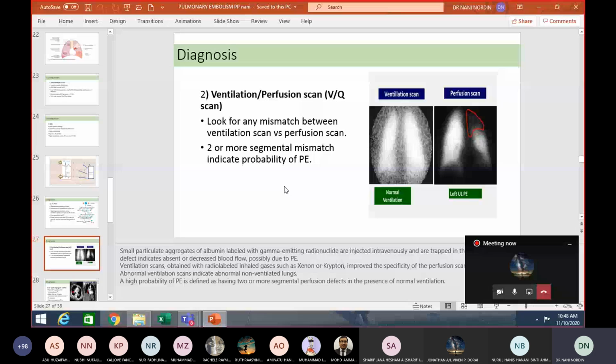If there are two or more segmental mismatches, then there is a probability of PE. But again, VQ scan is not readily available in many centers here in Malaysia. There are certain centers that have VQ scan, but it's not something that is readily available. But if it is available, then it might be a good way to diagnose PE.